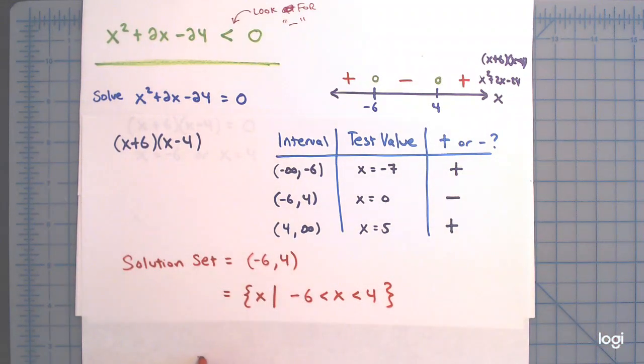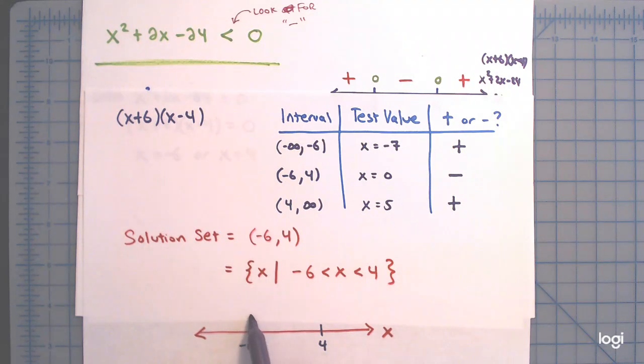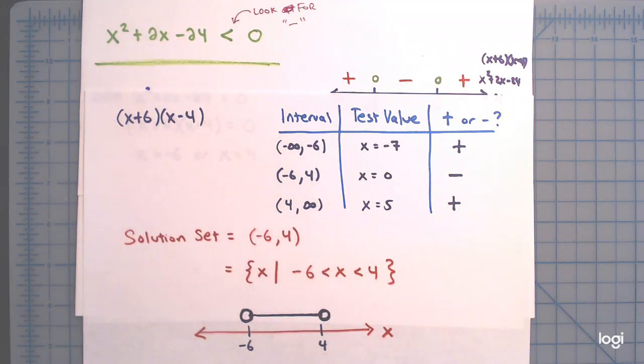And a graph: here's a number line for possible values of x. Here's negative 6, here's 4, and we're looking at all the numbers in between them, but not including them, right? So I'll put big open points above negative 6 and 4 to say they're not included. The only numbers that are solutions to the inequality are the numbers in between negative 6 and 4.